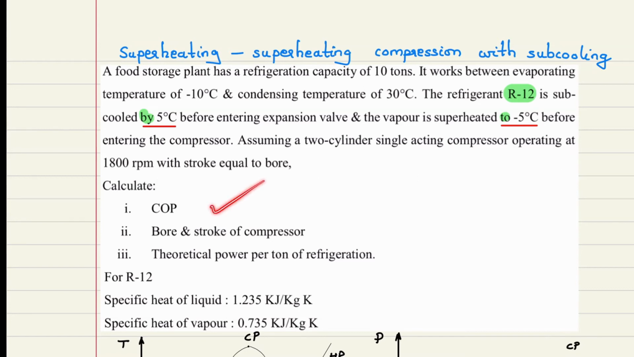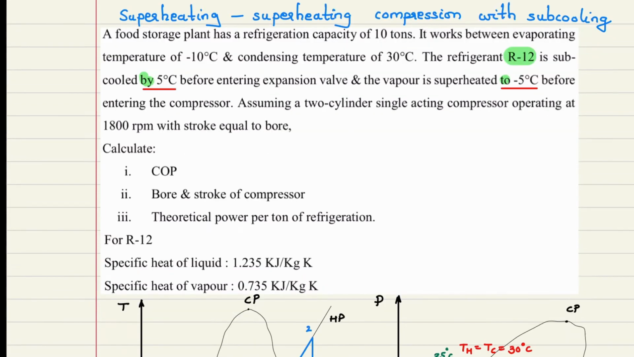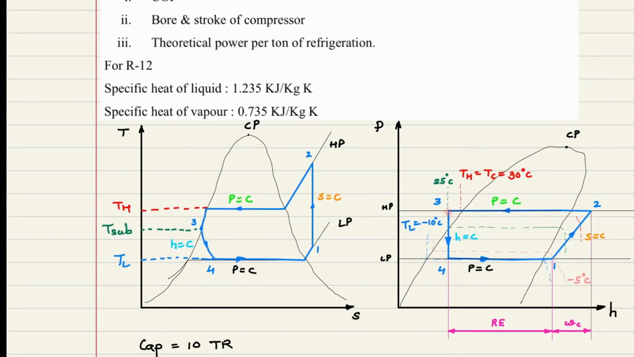We have to calculate COP, bore and stroke, and theoretical power per ton. So 10 tons is given, so whatever power we get, we have to divide it by 10. Now the specific heat of liquid refrigerant is given. Why is this given? For the subcooled point. And the specific heat of vapor is given for point 1 and point 2. Since this CPL and CPV are given, we are using the table method. So I'll calculate all the enthalpies now one by one.